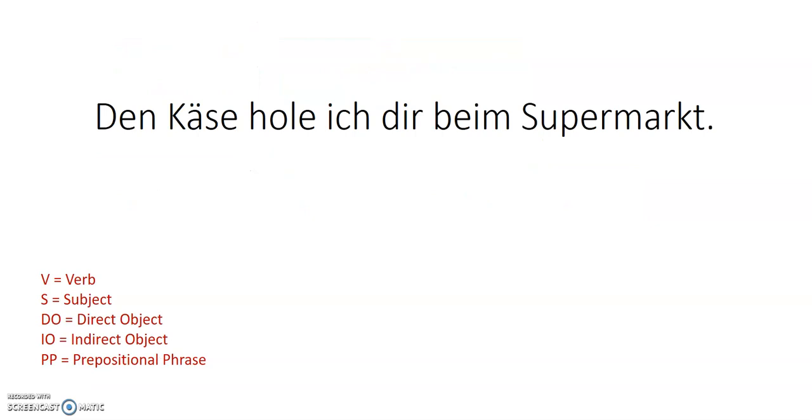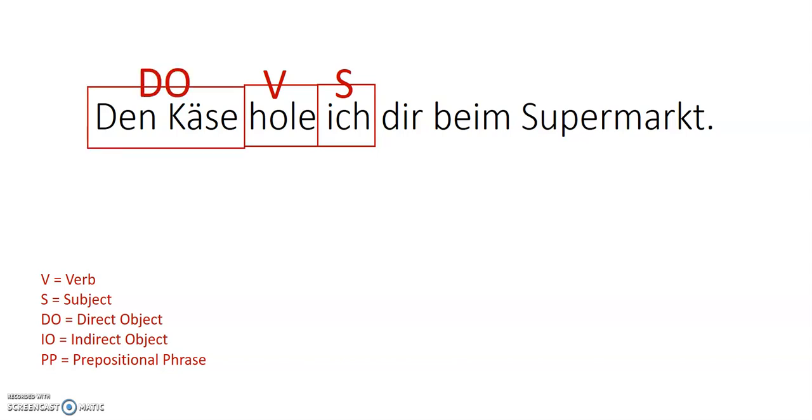Den Käse hole ich dir beim Supermarkt. What's the verb in this sentence? Hole, which is to get or to fetch. Is there someone that is getting or fetching in this sentence? Now be careful. What is this paired with? Ich hole. I fetch. Is there something that is being fetched in the sentence? Something that's being verbed? The cheese.